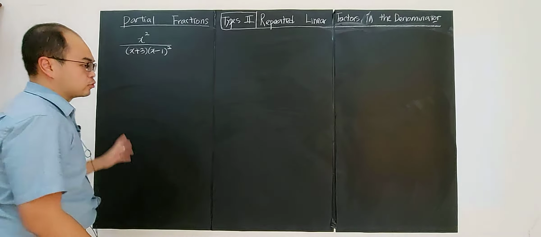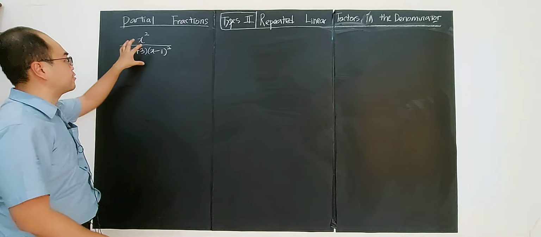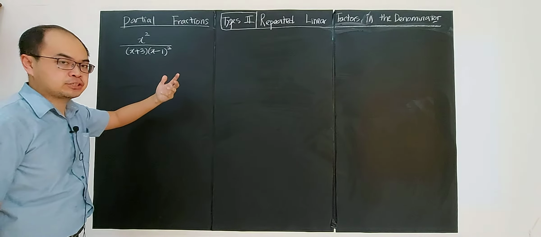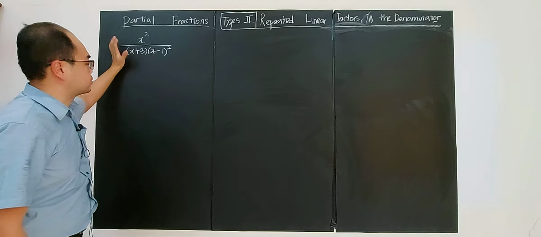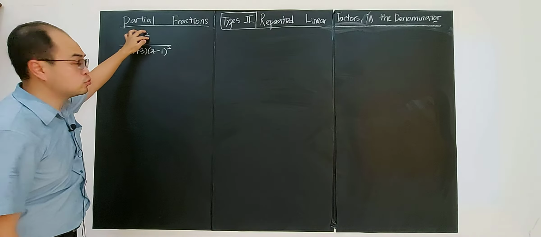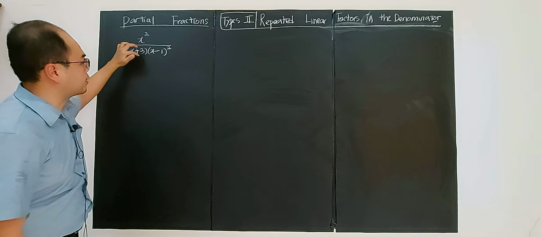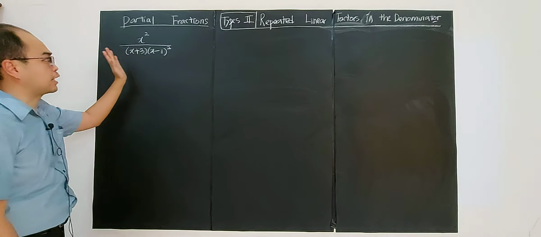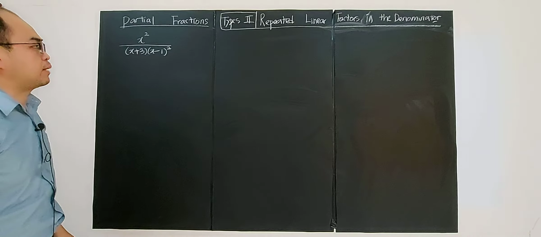At first, before you do partial fractions, you have to identify the types of partial fractions for this rational function. So you look at this one. The numerator is degree 2, and when you expand the denominator, you have degree 3. It's a proper fraction, so we can continue doing our partial fractions.